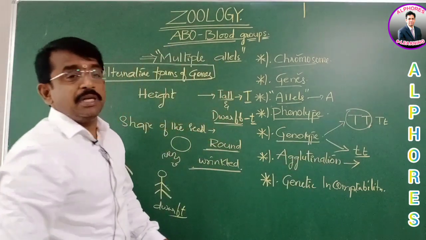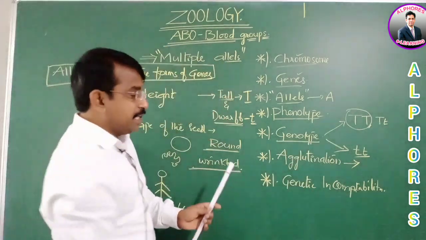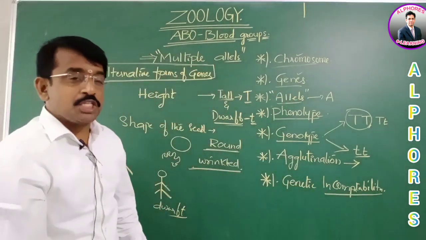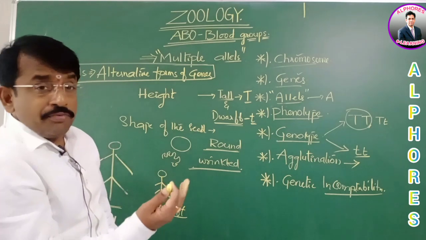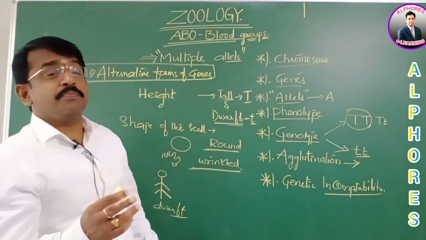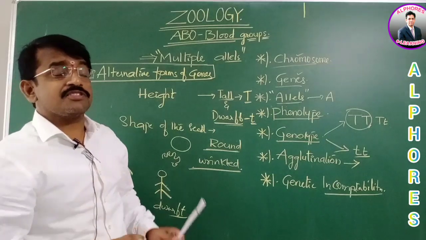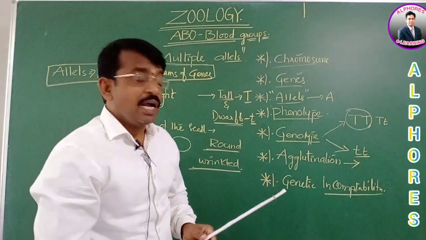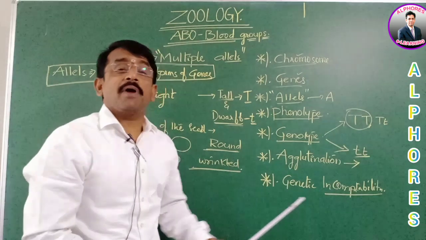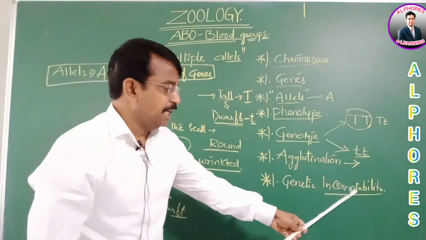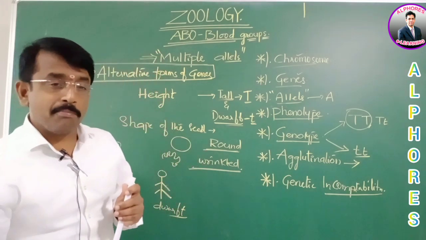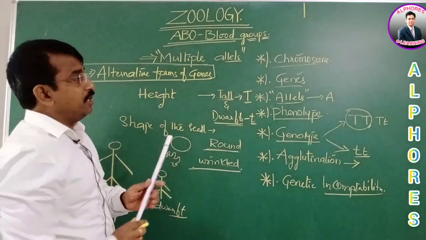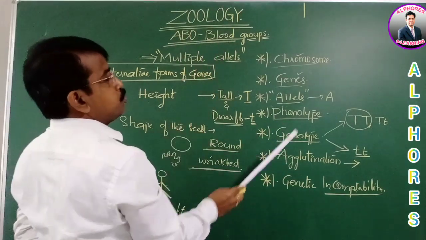Genetic incompatibility, in the sense of non-mixing, means that if the donor and recipient do not come under the same blood group, there is a chance such a condition leads to genetic incompatibility. Such a condition is referred to as genetic incompatibility. So these are the important terms related to the ABO blood groups.